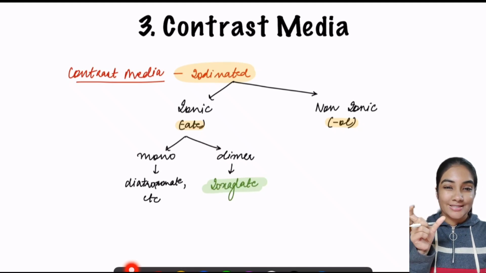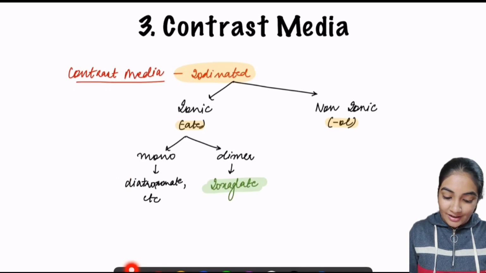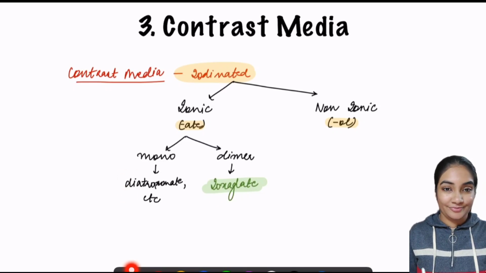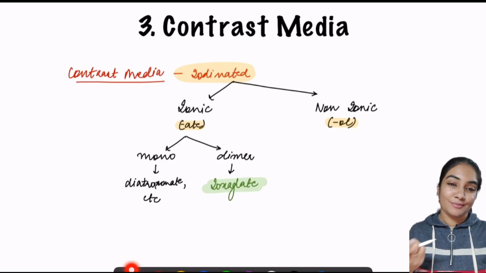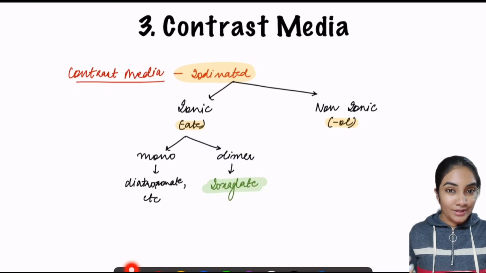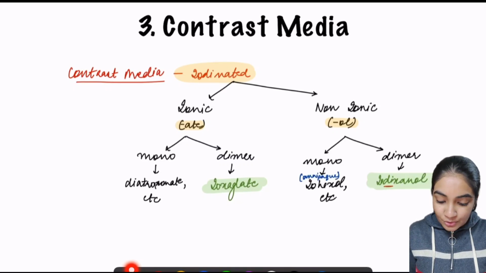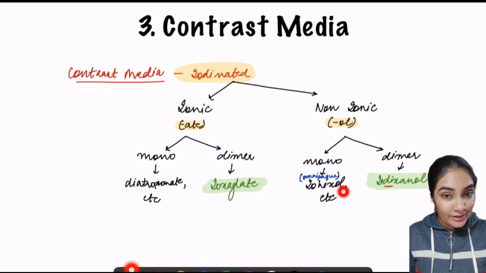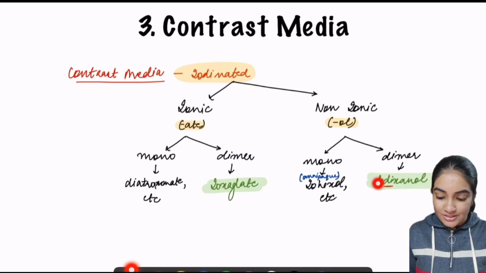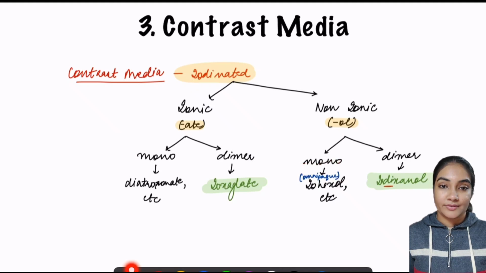So here a small di is coming on this side and a non di on the other. This is a small glitch here, but you need to remember. And non-ionic ones, monomer would be iohexol and dimer would be iodixanol. If there is a di and an ol, it is a non-ionic dimer. Only an ol, non-ionic monomer. Okay. Iohexol, the other name for that is omnipaque.